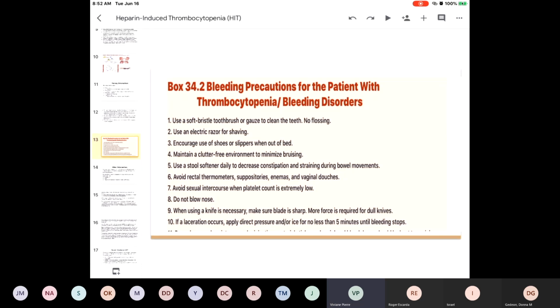encourage use of shoes for safety, maintain a clutter-free environment to minimize bruising, use a stool softener daily to decrease constipation, and avoid rectal thermometer, suppository, enema, and vaginal douche. Avoid sexual intercourse when platelet count is extremely low. Do not blow the nose. When using a knife, make sure the blade is sharp. More force is required for dull knives.